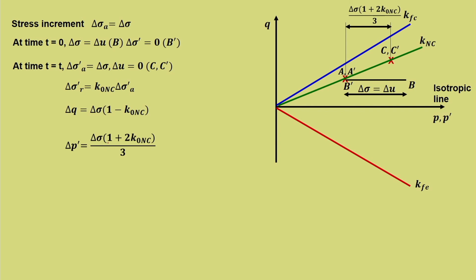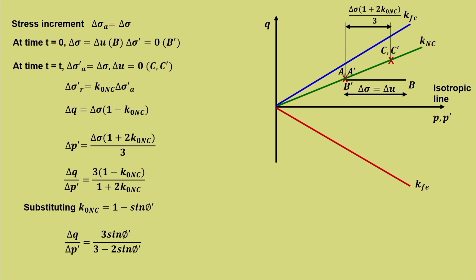Here the increment is 1 plus 2 K naught NC by 3, and the slope is 3 into 1 minus K naught NC by 1 plus 2 K naught NC. Substituting 1 minus sin phi dash, we get 3 sin phi dash divided by 3 minus 2 sin phi dash. So, all these things are repetitive, so you can just go through it and you can understand it. So, we have completed isotropic consolidation, one dimensional consolidation.